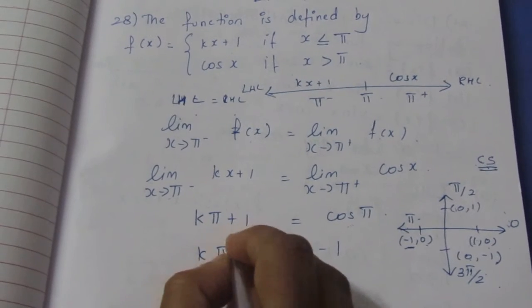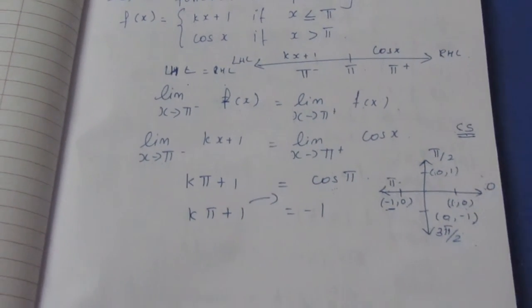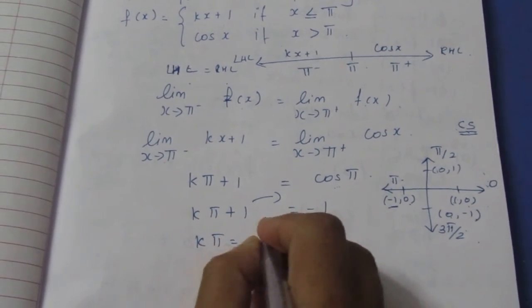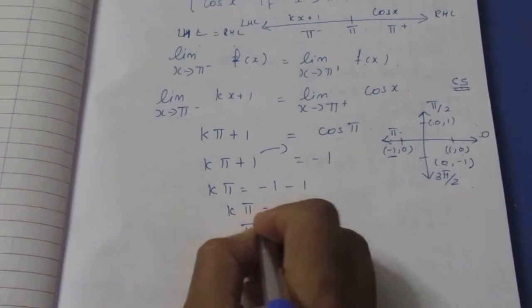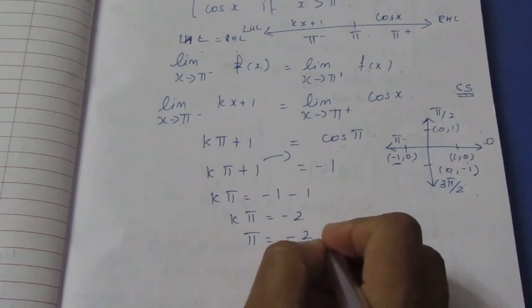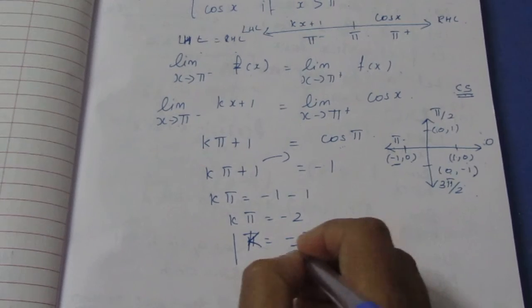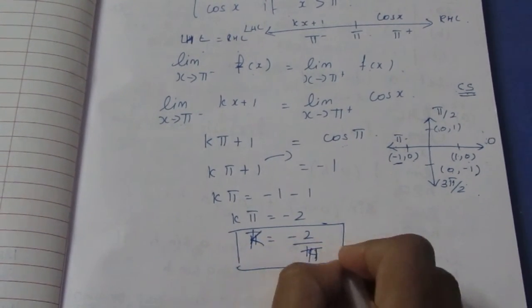Now I have written it here. We need to find k, so bring all the elements with the k to that side, so it becomes k pi equal to minus 1 minus 1, k pi equal to minus 2, k is equal to minus 2 by pi. We need to find k. So k is equal to minus 2 by pi is your answer.